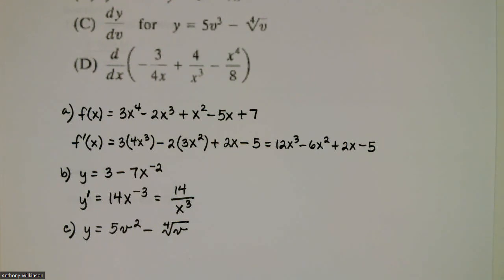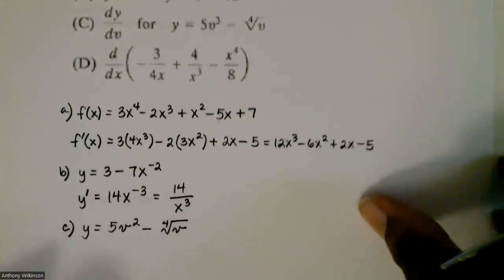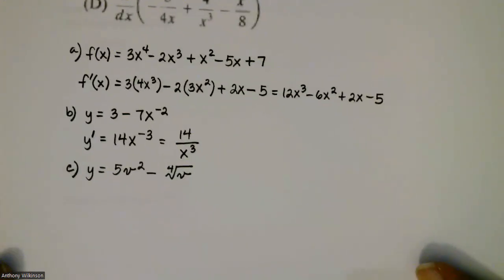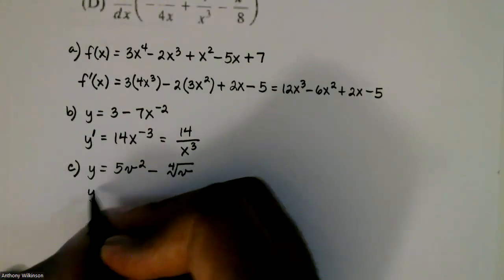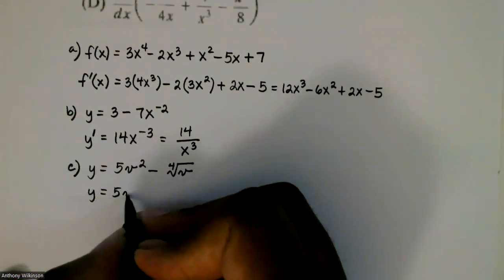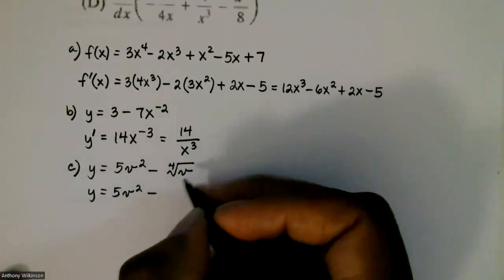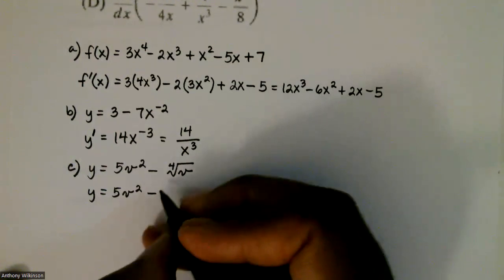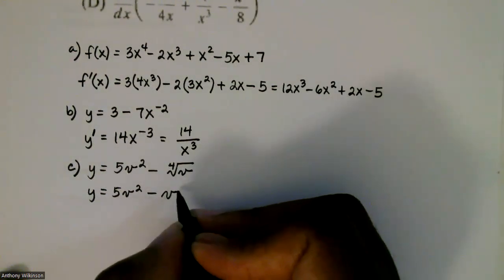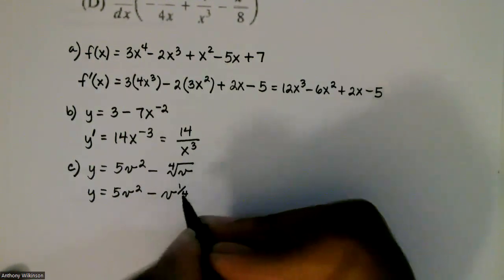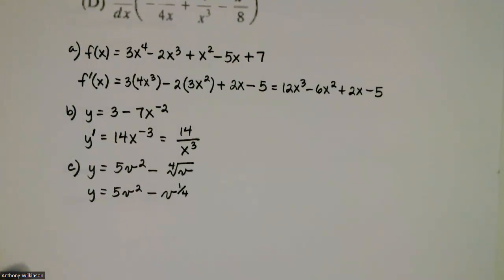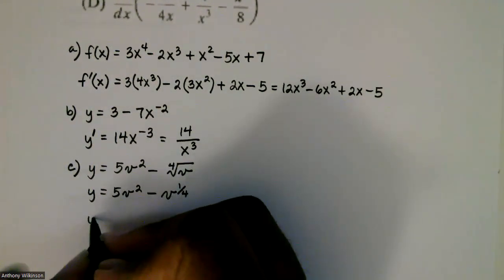Now let's write this using exponents, because we're going to have to apply the power rule for this. So here, y is equal to 5v squared minus the 4th root of v. That v has the exponent of 1, that will be the numerator. The index is 4, that would be your denominator. So you have y is equal to 5v squared minus v to the 1/4 power. And then we're going to take its derivative.